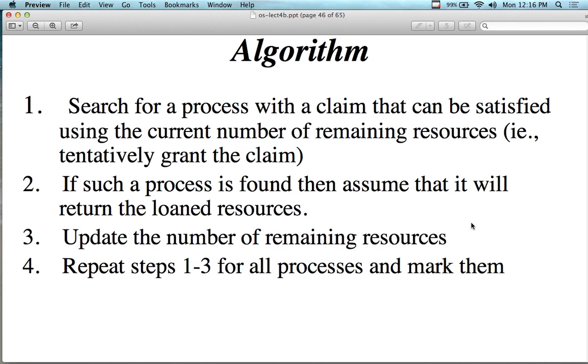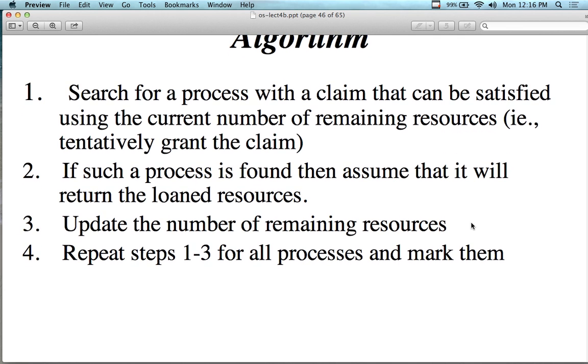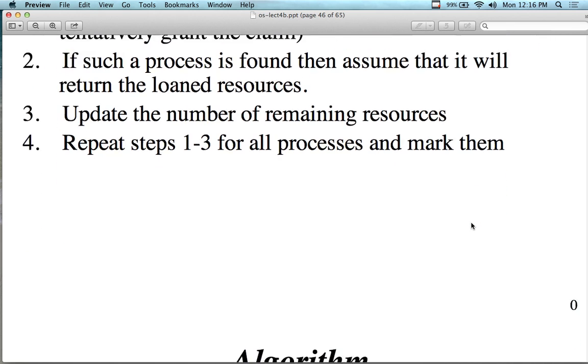Search for a process with a claim that can be satisfied using the current number of remaining resources, i.e. tentatively grant the claim, one that's possible. Work with the ones that are possible first, so which is going to be the lower claim. That's why it's always easier to get smaller amounts of loans than it is to get larger amounts of loans. It's more possible. If such a process is found, then assume that it will return the loan resources, let them borrow the loan. Update the number of remaining resources, repeat the steps for all processes, and then mark them.